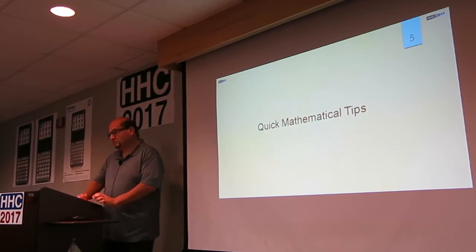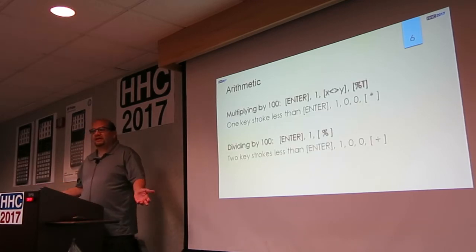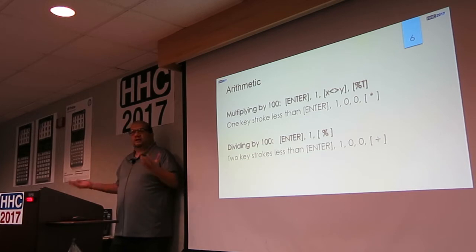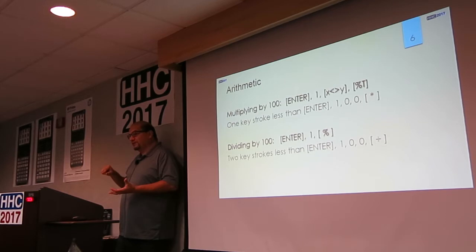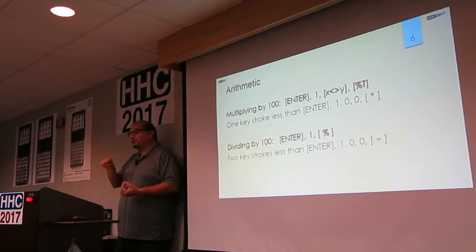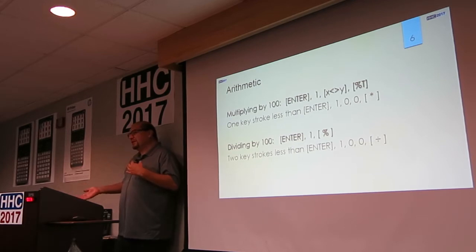So we're going to go to mathematical tips here. The first is arithmetic, and basically an alternative way to multiply by 100 is pressing enter, 1, swap, and then take advantage of the percentage total function rather than enter 100 times. It doesn't save steps per se, but it might save a little bit of speed.